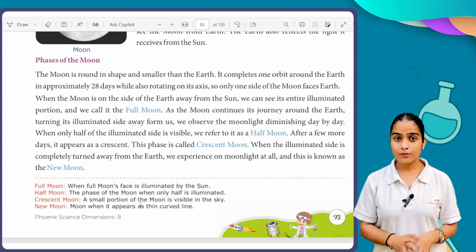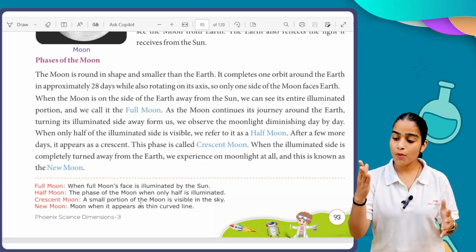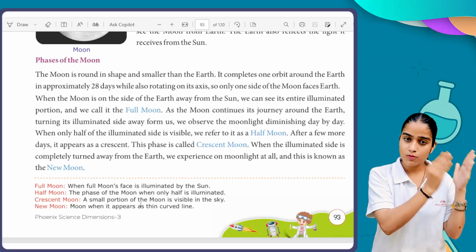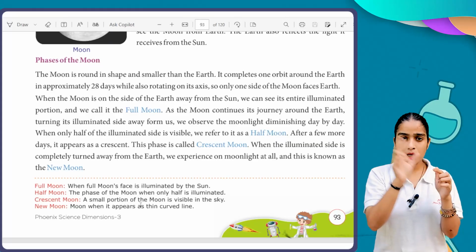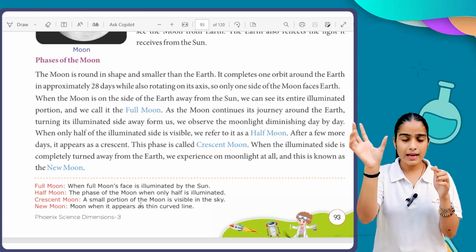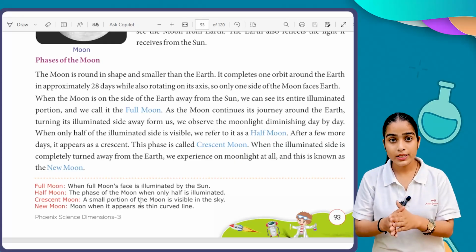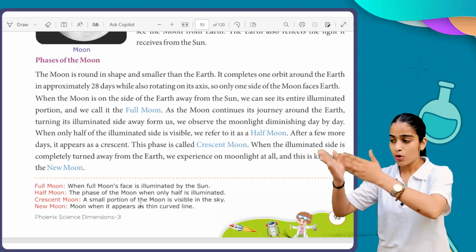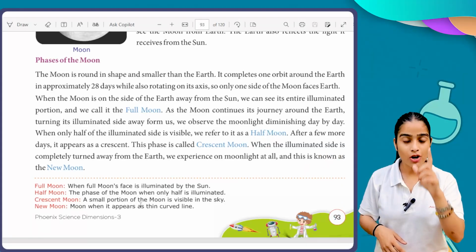So we have another term, crescent. In a crescent, the visible part of the moon becomes small, and as you see, only a single line of the moon appears in the sky at night. So what we understand is that this is referred to as a crescent. We have half, and then it becomes smaller and smaller, and when the full moon appears again, that is referred to as the new moon.